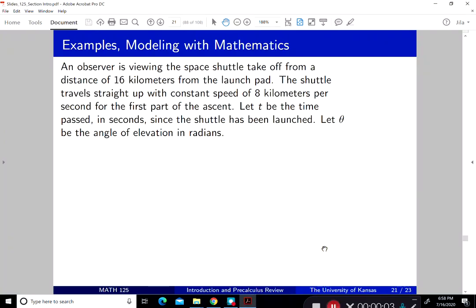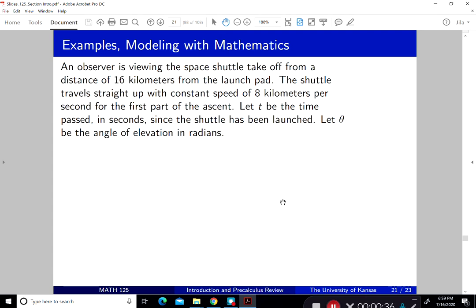We're continuing with review, and this is an example with modeling with mathematics. In calculus, there are a lot of discussions with rate of change and how things are related to each other. Rates of change are related to each other, and this question actually brings up some of those facts, the precalculus of the calculus concept, basically.